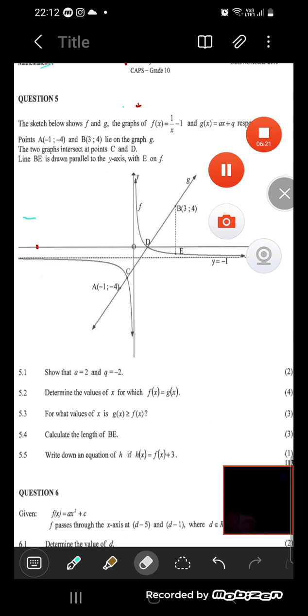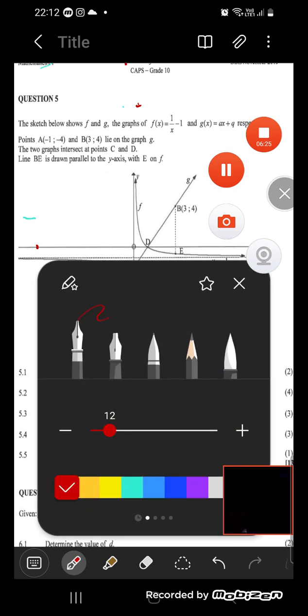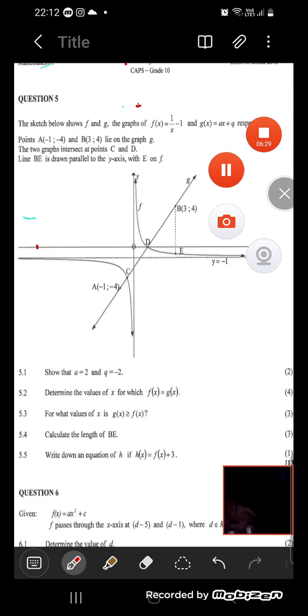How do I get that off my screen? Oh well. Okay, let's look at the next function. The next function is g of x.